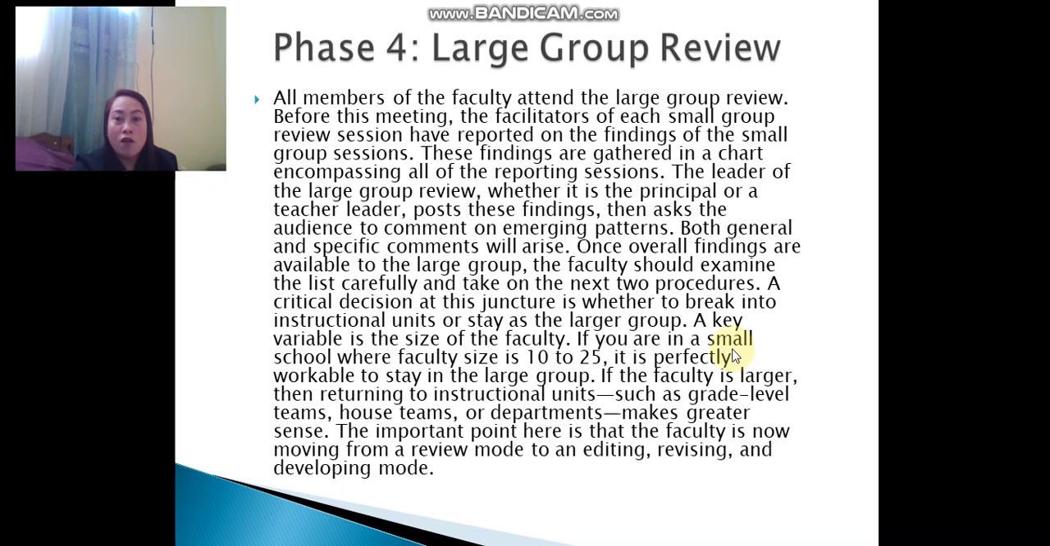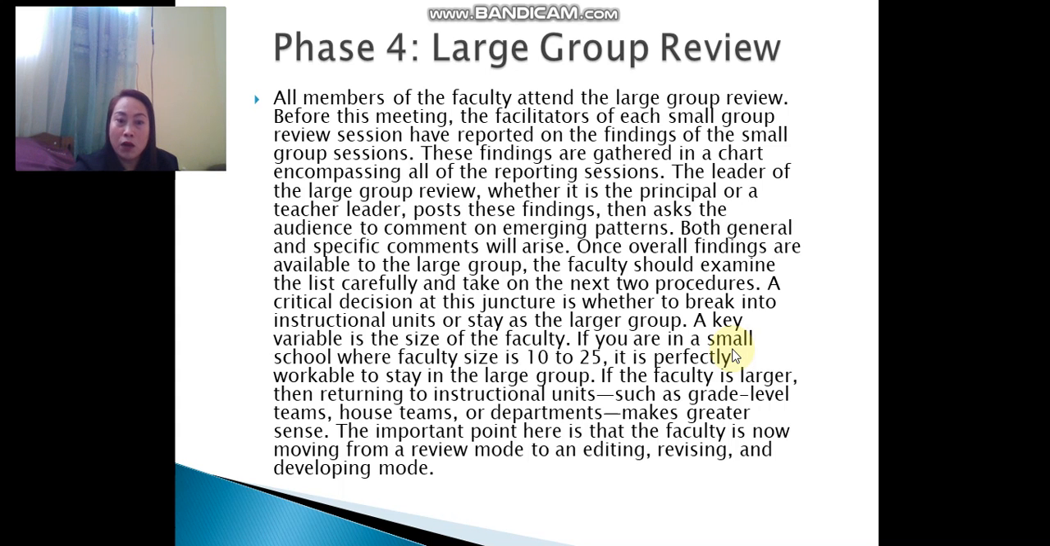Once overall findings are available to the large group, the faculty should examine the list carefully and take on the next 2 procedures. A critical decision at this juncture is whether to break into instructional units or stay as a larger group. A key variable is the size of the faculty.